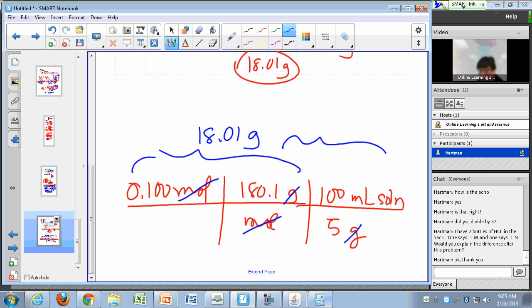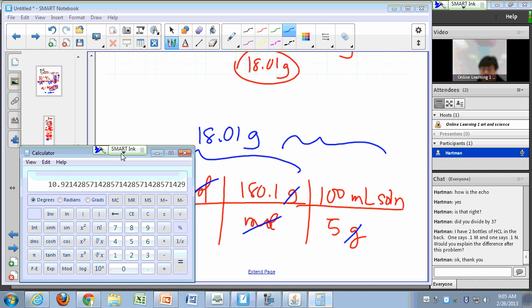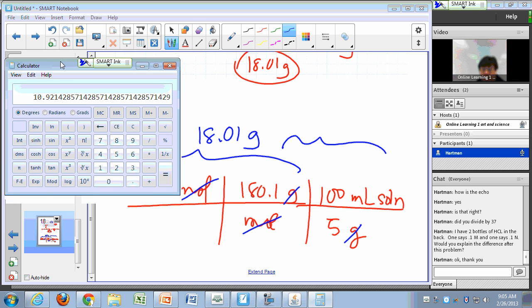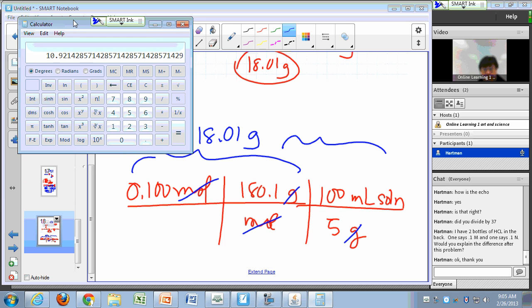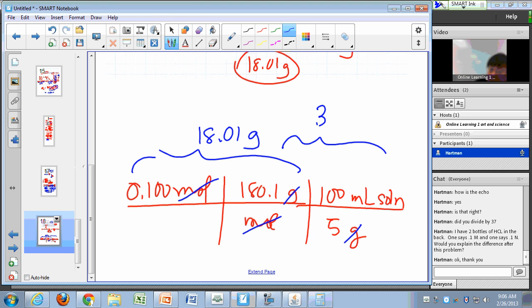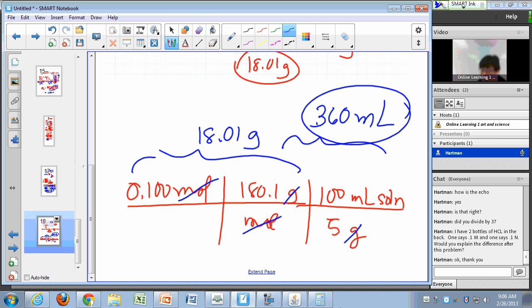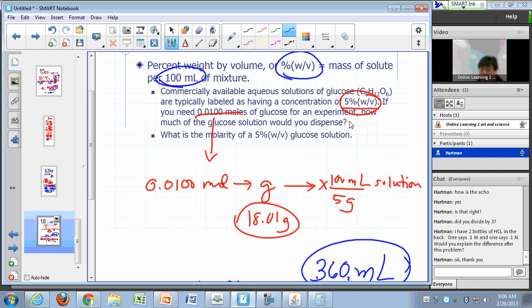So you have 18.01 times 100 divided by 5. That means I'm going to need 360 milliliters of solution. 360.2, so 3 sig figs. So I'm going to need 360 mils of that solution if I want to get 0.1 moles out of that solution.